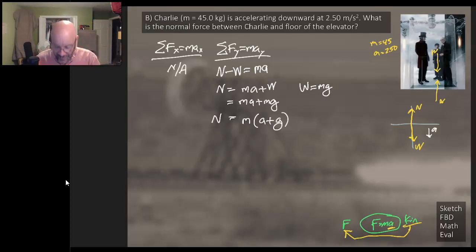Resist the urge to calculate the weight right off the bat. Okay, we could have done that. Oh, wait, let's go. Okay, immediately 45 times 9.81. We're going to get a number. But try not to do that. Try not to do that.